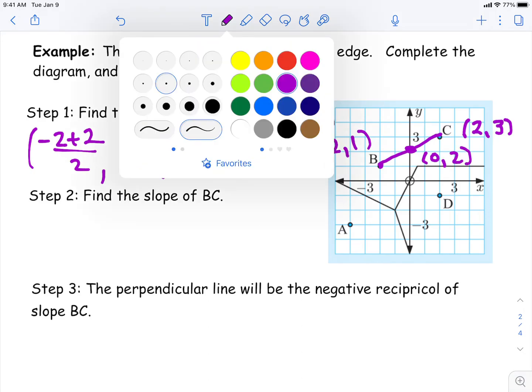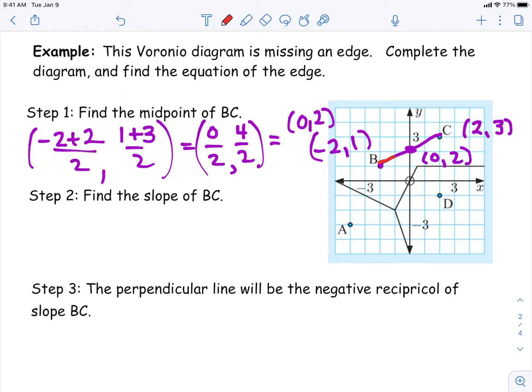Now next we want to find the slope. What is this slope? We could do one of two ways. We could do this graphically, or we could do it using our equation. So we're going to just use our equation. We take the change in y, 3 minus 1, over the change in x, 2 minus -2. Simplify the numerator, we get 2. Simplify the denominator, we get 4. And then reduce it, and we get 1/2. So the slope of that red line, BC, is 1/2.